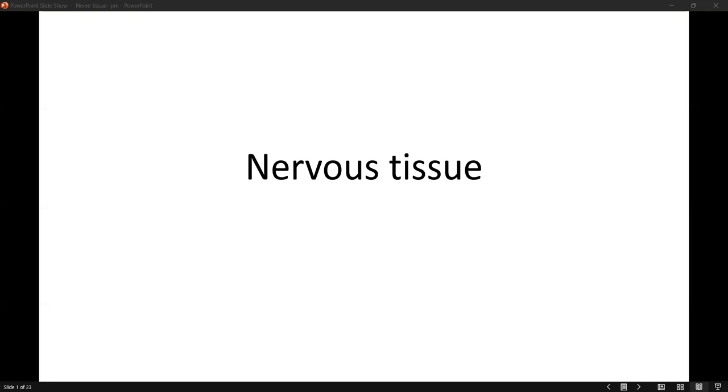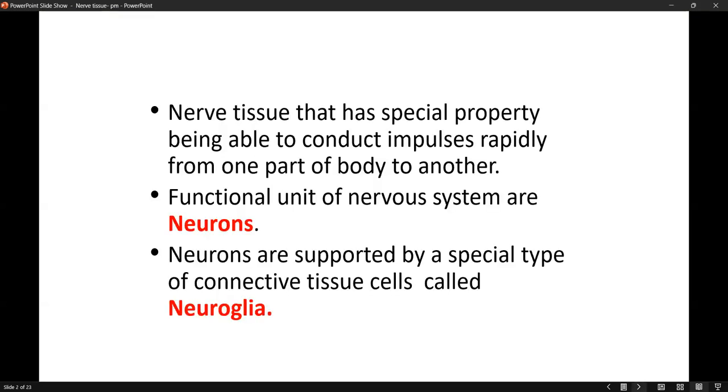So, let me start off with what it is made of. Nervous tissue is basically made of two structures, neurons and neuroglia. The functional unit is neurons, and the supporting cells or the connective tissue which supports the neurons we can call neuroglia.